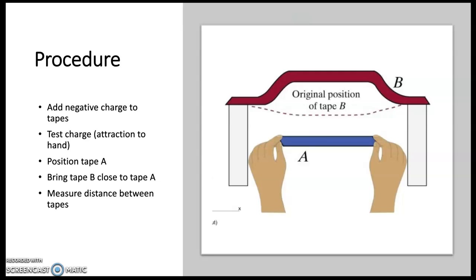The next step was to position that charged piece of tape between some heavy items to keep it in a semi-taut position. In the diagram, it is tape B. Then another piece of charged tape A is brought from underneath tape B and brought close enough that a visible force is exerted on tape B, which causes it to move upward. Tape A is then held in a constant position while the distance between tapes A and B is measured.